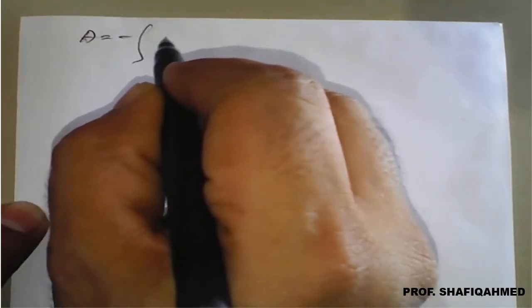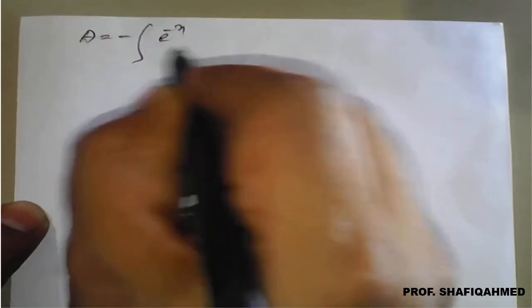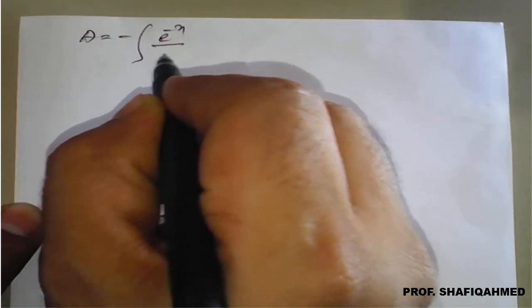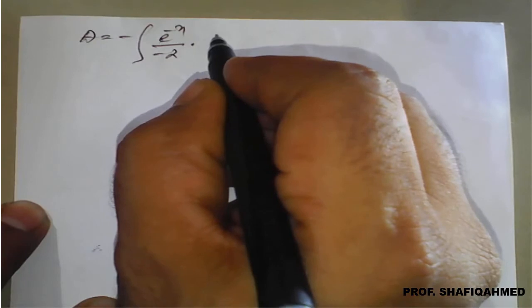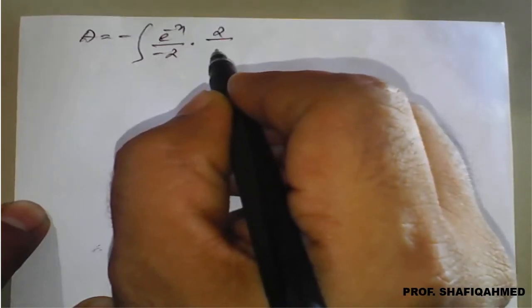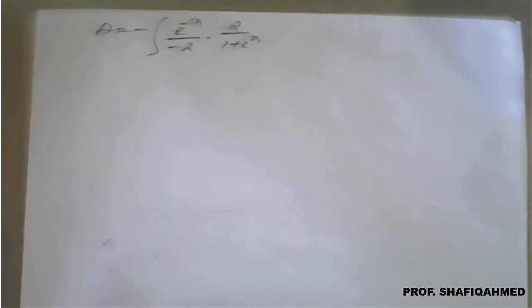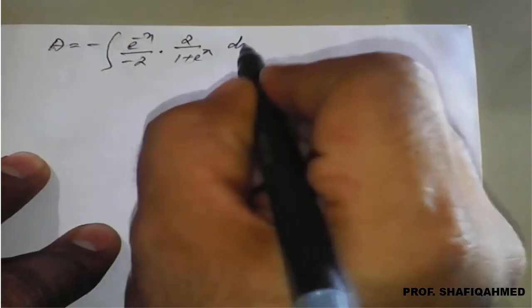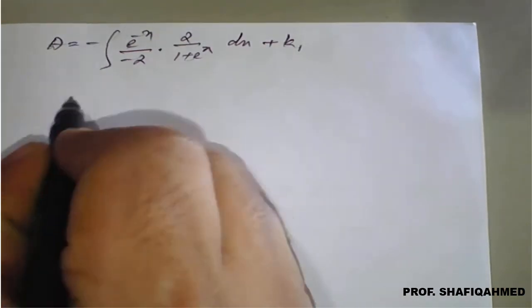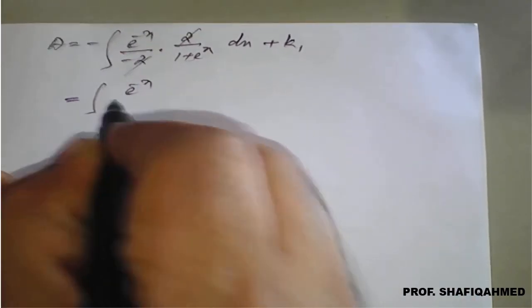So therefore a will become, a is equal to minus integration of y2 value, which is e raised to minus x, divided by w value we got, minus 2, into phi of x value, which is 2 upon 1 plus e raised to x, into dx plus k1. So this minus will become plus, and in the integration this 2 cancels, so what is left is e raised to minus x divided by 1 plus e raised to x into dx plus k1.